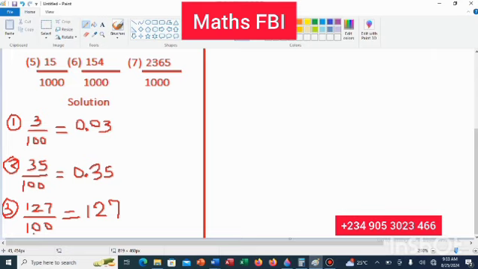How many zeros do you have here in the denominator? 1, 2. Okay, so we insert our decimal point to have 2 numbers to the right of the decimal point. So this is our answer to question number 3.